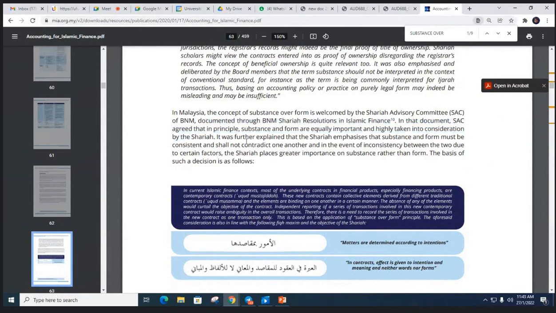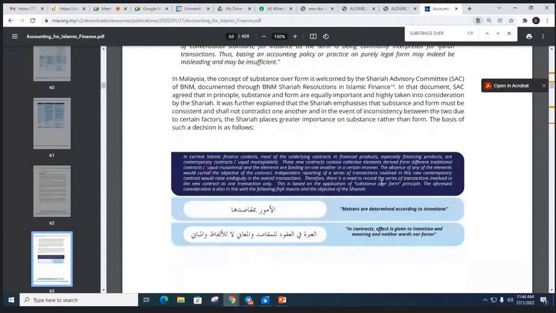It was further explained that Sharia emphasized that substance over form must be consistent and shall not contradict one another, and in the event of inconsistency between the two, due to certain factor, Sharia places greater importance on substance rather than form. The basis is the Islamic legal maxim. Matters are determined according to intention. In contract, effect is given to intention and meaning, and neither words nor form.